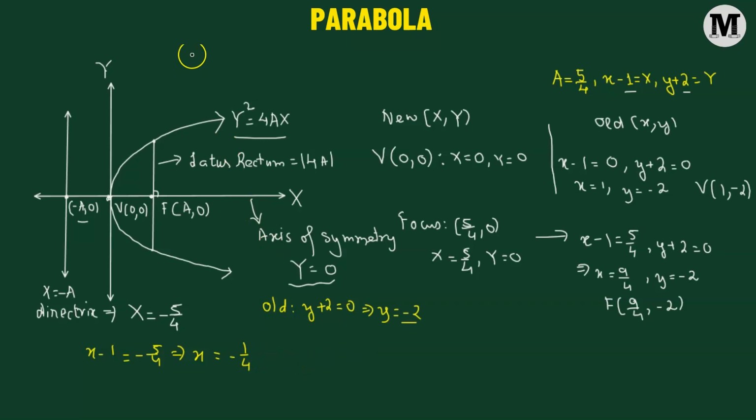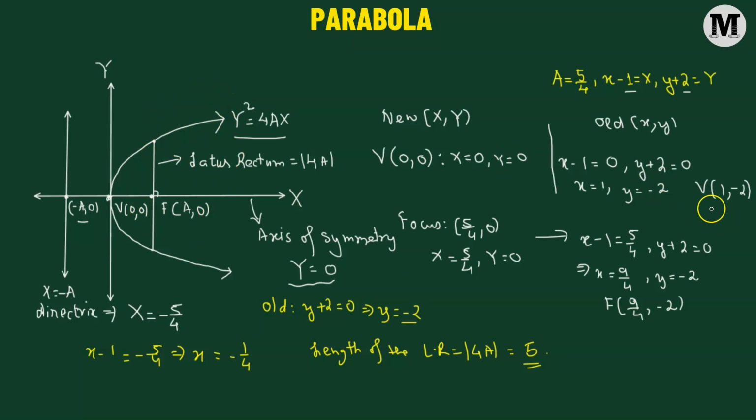And then finally, we want to find out the length of the latus rectum. The length of the latus rectum is given by the absolute value of 4 times a. So replacing a with 5/4, we're going to get the value 5 units. Now, regardless of which coordinate system we use, whether the old or the new one, the length of the latus rectum is always going to stay fixed at 5 units because the shape of the parabola remains unchanged when we do a coordinate transformation.